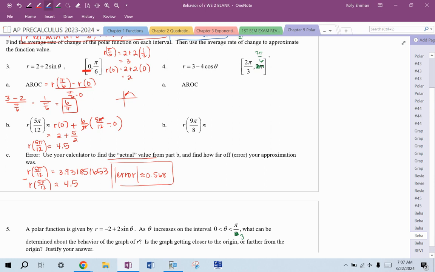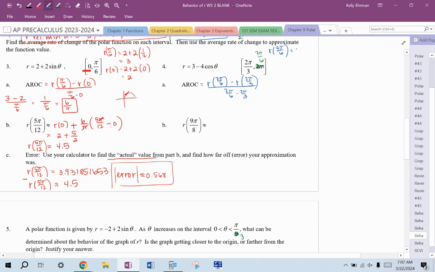Okay, for number 4, same idea. The average rate of change is going to be r of 7 pi over 6 minus r of 2 pi over 3, over 7 pi over 6 minus 2 pi over 3. So sometimes I like to find these values off to the side so my work's not so cluttered.